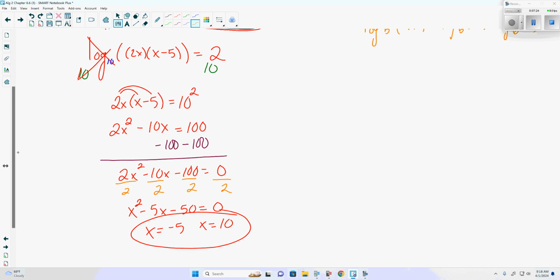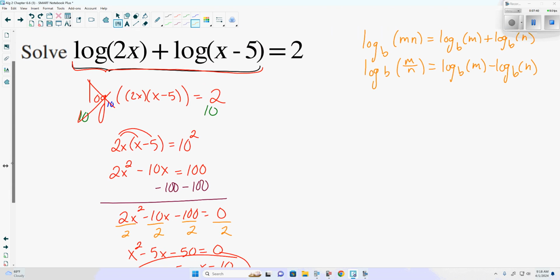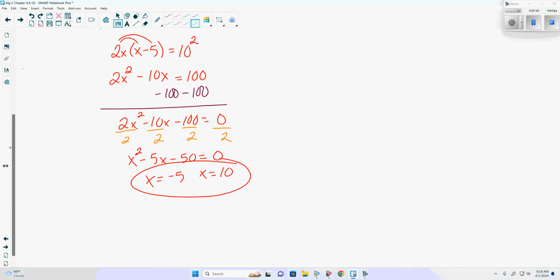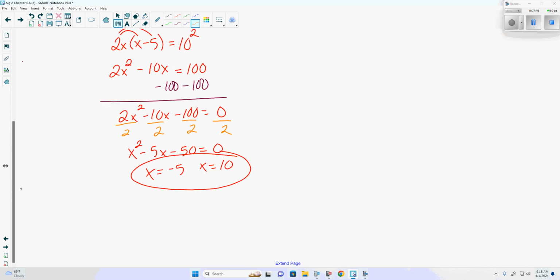So negative 5 and 10 are our 2 solutions. Questions on this here? Now, before we call this problem completely done, I'm just going to go on and check these 2 here. There's our original problem. I'm just going to rewrite it back out. Log of 2x plus log of x minus 5 is equal to 2.